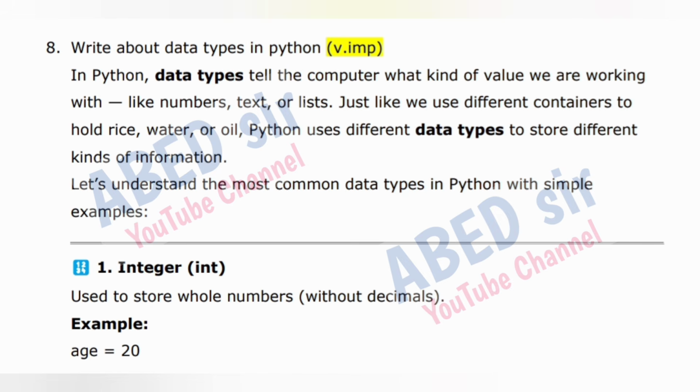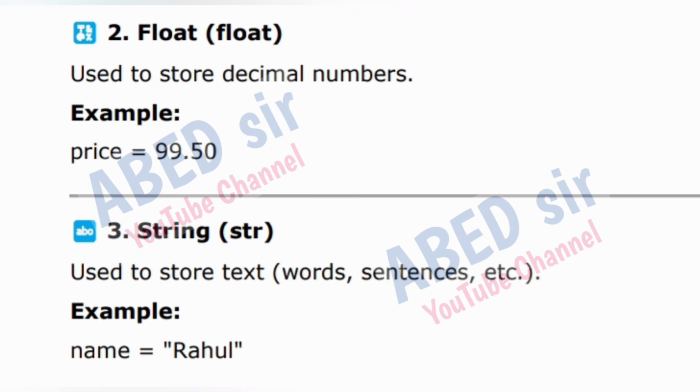1. Integer, int. Used to store whole numbers, without decimals. Example. age = 20. 2. Float, float. Used to store decimal numbers. Example. price = 99.50. 3. String, str. Used to store text, words, sentences, etc. Example. name = "Rahul".